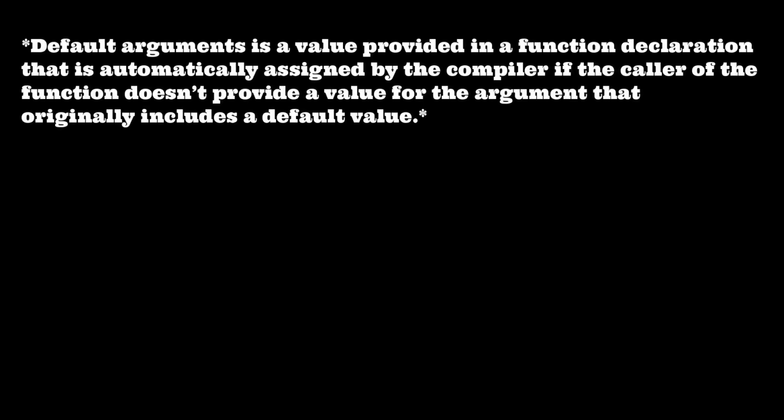Now let's discuss default arguments. Like we did with inline functions, we're going to read a theoretical overview of what default arguments mean. A default argument is a value provided in a function declaration that is automatically assigned by the compiler if the caller of the function doesn't provide a value for the argument that originally includes a default value.